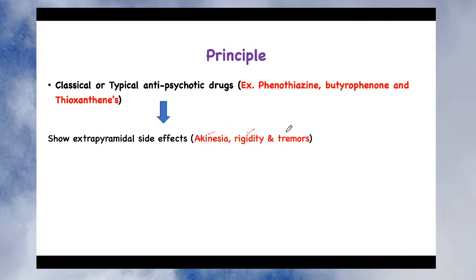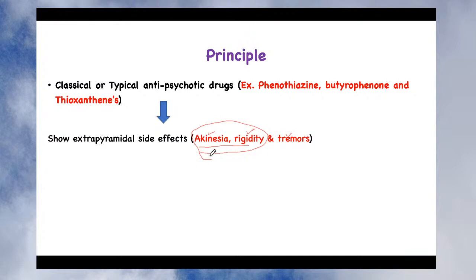And the third symptom is tremor. So these are the three characteristic features of extrapyramidal side effects. In addition to this, many other severe side effects are also there. But from this experiment's point of view, these two symptoms, akinesia and rigidity, are important because we are going to evaluate today's experiment based on them. So my point to remember here is that typical antipsychotic drugs show extrapyramidal side effects, and patients show symptoms such as akinesia, rigidity and tremor.